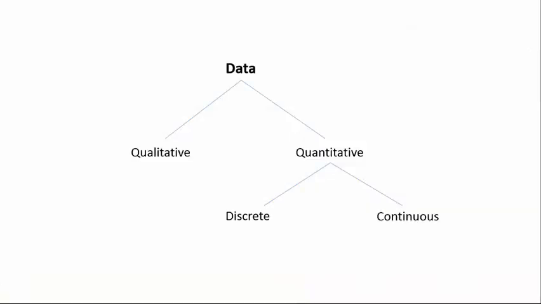So in summary, data can fall into three categories: qualitative, quantitative discrete, and quantitative continuous. Examples of qualitative would be city, zip code. Even though zip codes are numbers, they're just labels. Examples of quantitative discrete would be number of bedrooms, number of bathrooms, and an example of quantitative continuous is price per square feet.